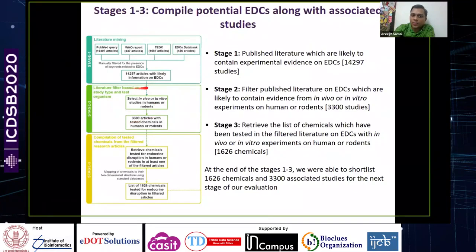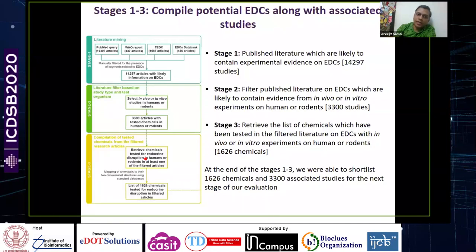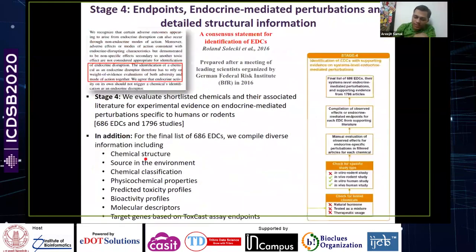In the second stage, we read the papers to see which could have evidence only for humans and rodents, which led to 3,300 articles. Subsequently, we retrieved the chemicals which were tested for endocrine disruption in humans or rodents in at least one of these articles, and we arrived at 1,626 chemicals. This sounded daunting, but it was not that daunting.